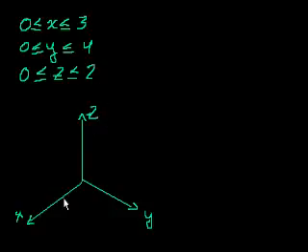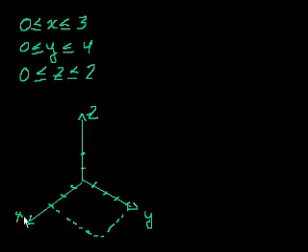Okay, so x is between 0 and 3. So that's x is equal to 0. This is x is equal to, say, 1, 2, 3. y is between 0 and 4: 1, 2, 3, 4. So in the xy plane, the base of our cube will look something like this. And then z is between 0 and 2. So 0 is the xy plane, and then 1, 2.